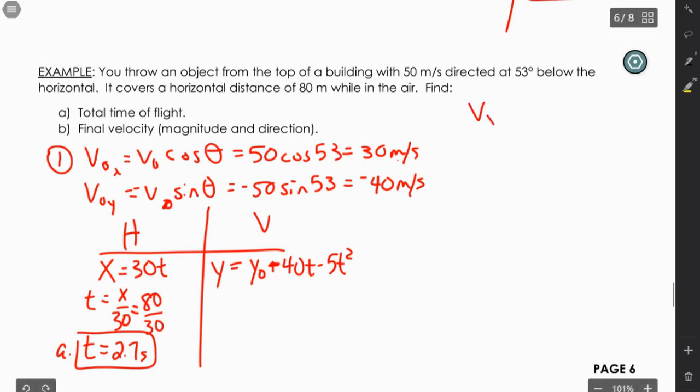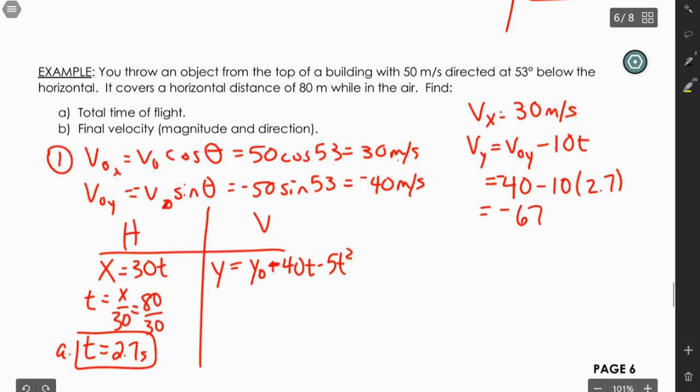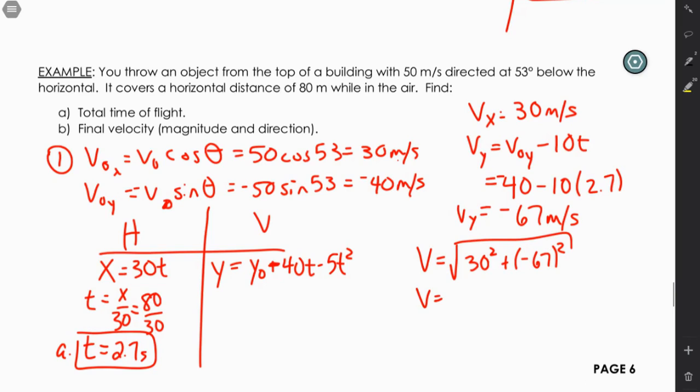All right, so Vx is just going to be 30. Vy is going to be VOY minus 10t. So it's going to be negative 40 minus 10 times 2.7. So that's going to be negative 67 meters per second. Then find the magnitude, the square root of 30 squared plus negative 67 squared. So 73.4 meters per second.